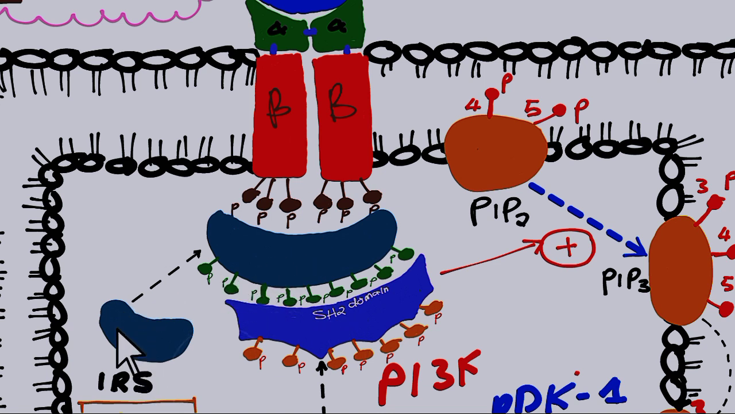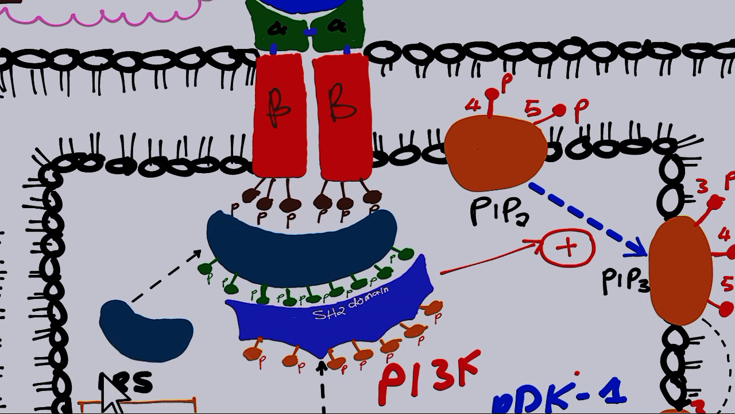We have got a protein that we call IRS. So this protein is going to come and bind to the phosphorylated beta subunits. And IRS simply stands for insulin receptor substrate. So this is a protein that binds to the insulin receptor, and that is why it is called insulin receptor substrate. So normally, this protein has no phosphate groups.